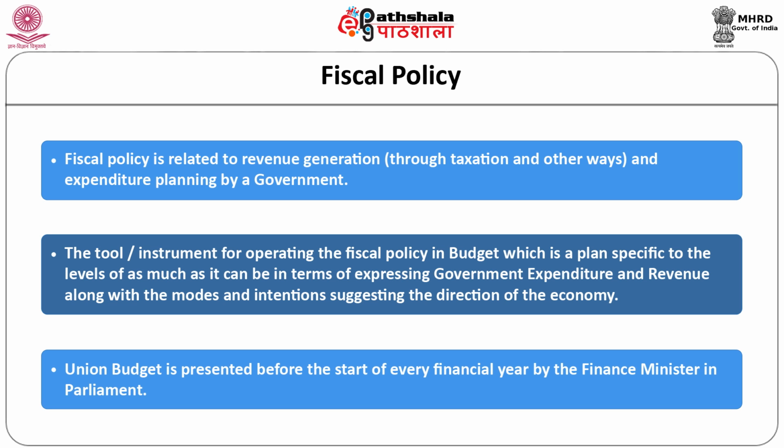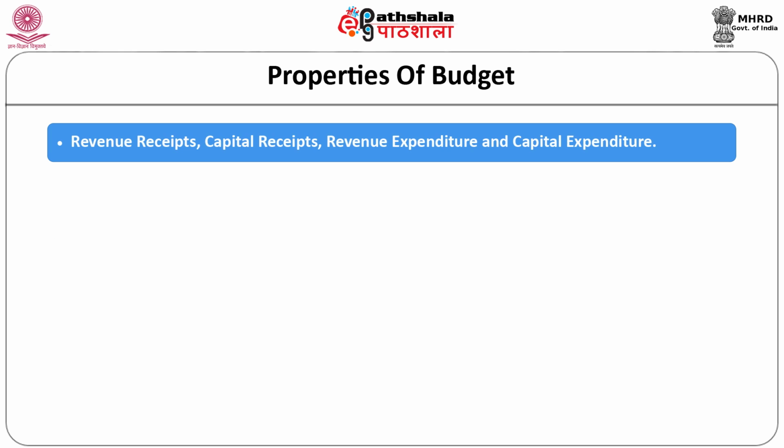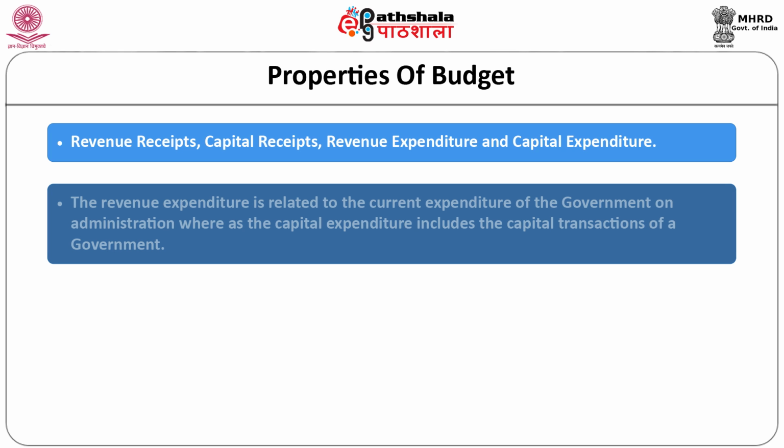The union budget is presented before the start of every financial year by the finance minister in parliament. Properties of budget. The revenue expenditure is related to current expenditure of the government in administration, whereas the capital expenditure includes the capital transactions of government.